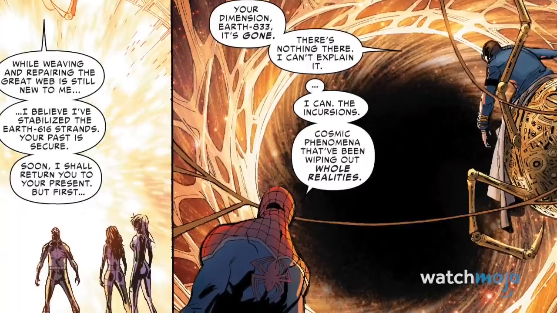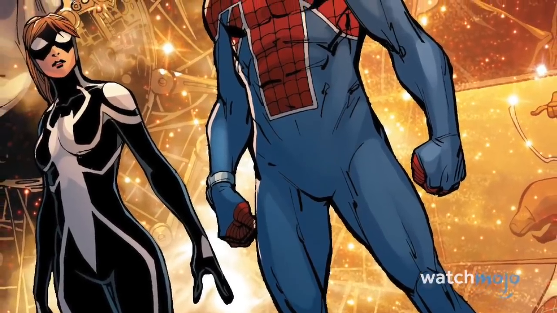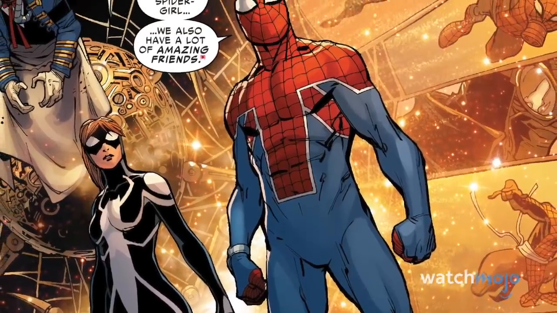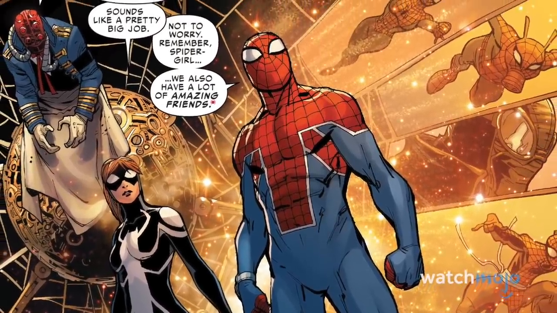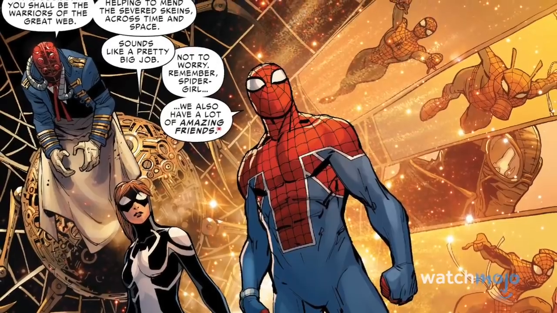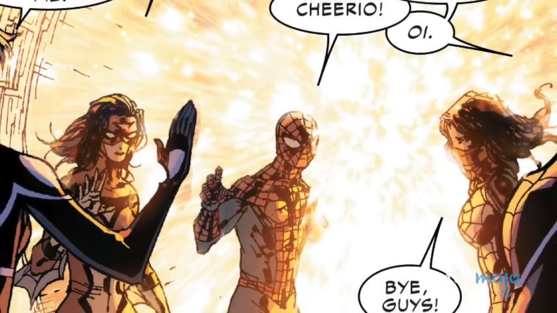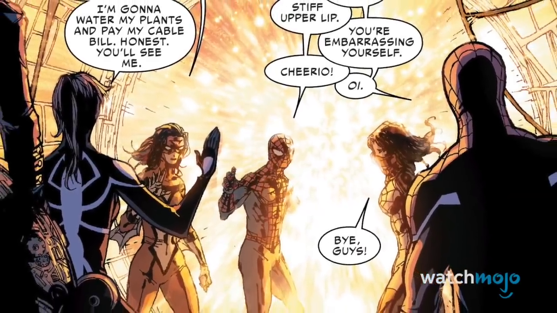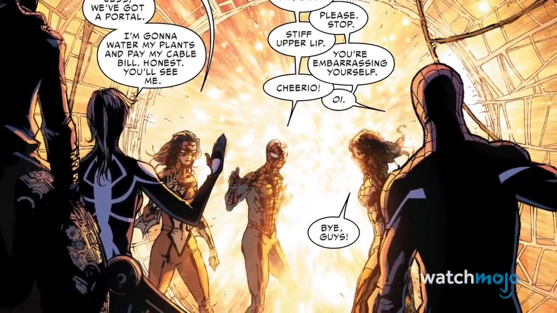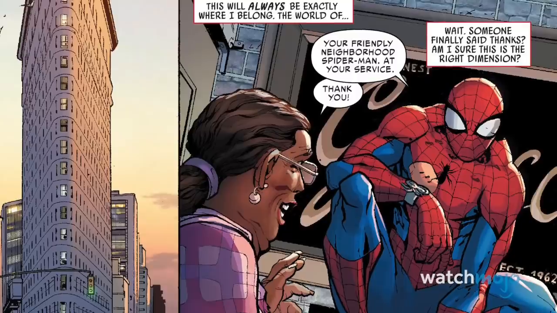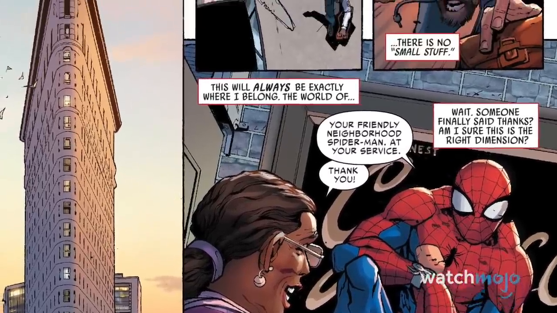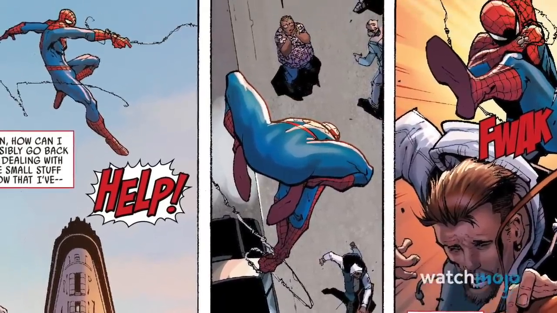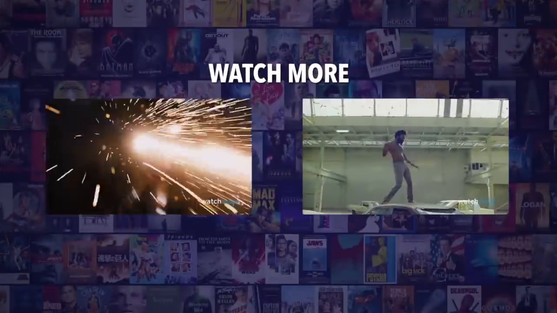the new Master Weaver. Unfortunately for Spider UK, while he was gone fighting the Inheritors, his reality had been destroyed by an incursion, which he describes as, quote, cosmic phenomena that have been wiping out whole realities. With his reality gone, Spider UK, along with Spider-Girl of Earth 616, decide to help worlds without a Spider-Man. Karn dubs them Warriors of the Great Web. With that, Karn sends the remaining spiders back to their respective realities, marking the end of the conflict and the one-of-a-kind arc. Do you agree with our picks?